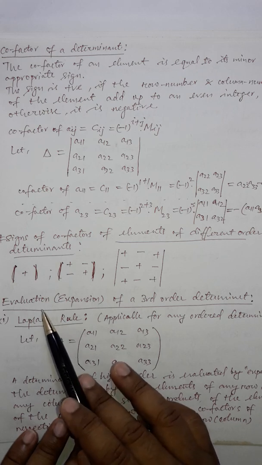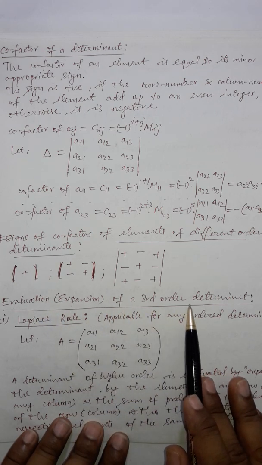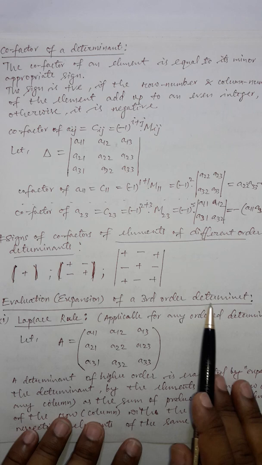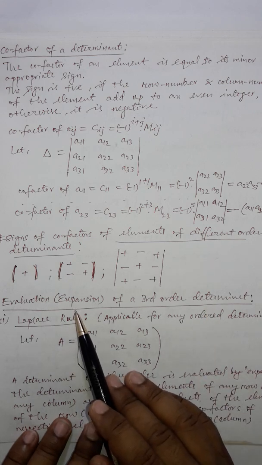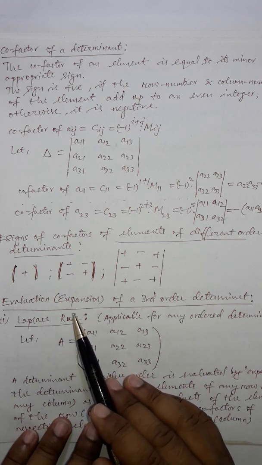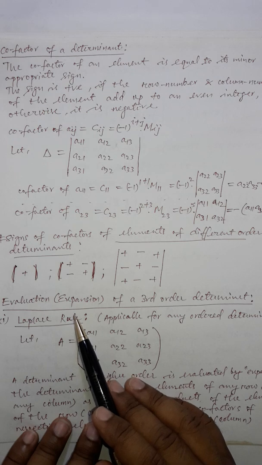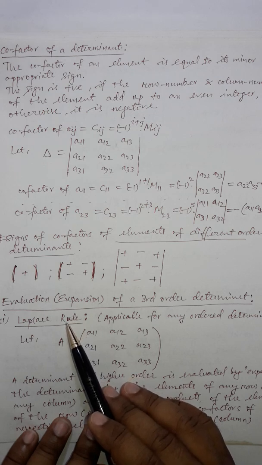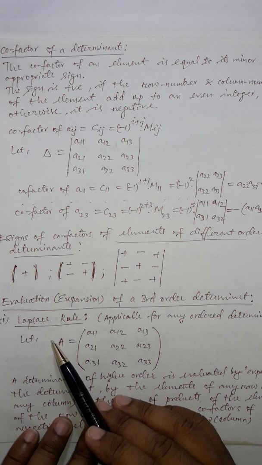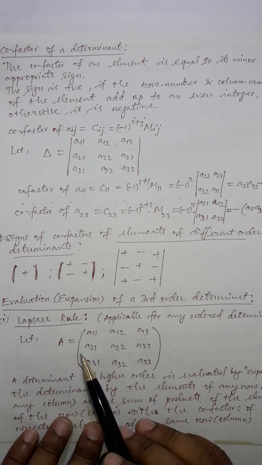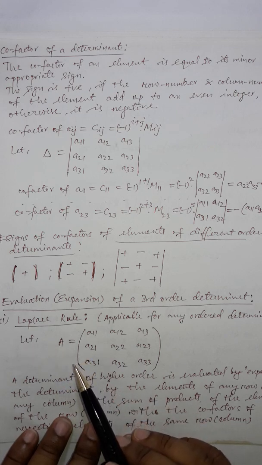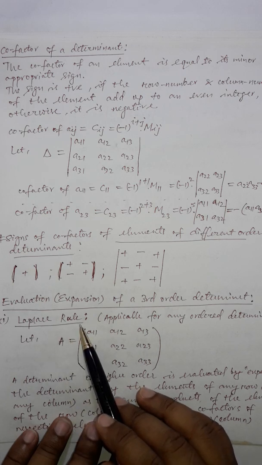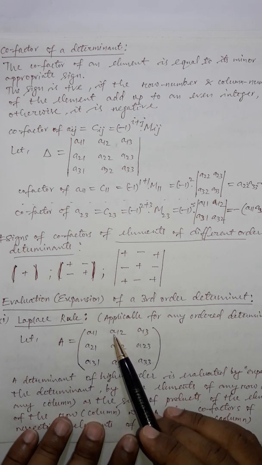Now, friends, let us discuss the evaluation or expansion of a third order determinant. Before that, we discuss how to find the determinant value of a first order and second order determinant. Now, let us discuss the third order determinant's expansion or evaluation. For that we have two laws here, one is the Laplace rule and the second is Sarrus's rule.